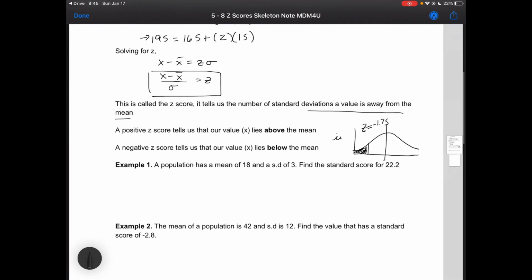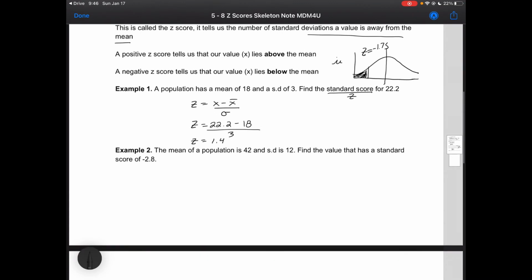So our first example here, a population has a mean of 18 and a standard deviation of 3. Find the standard score or the Z score for 22.2. So we know that our Z score is equal to x minus x bar over sigma, and then we can plug in our values to solve for our standard score. So our x is the 22.2 that we're given, x bar is 18, and then sigma is 3. Dividing all those out gives us 1.4. So that means that 22.2 is 1.4 standard deviations above the mean.